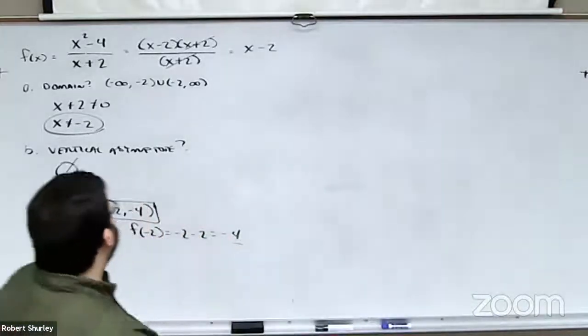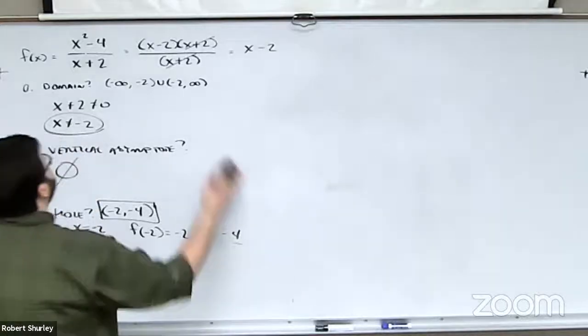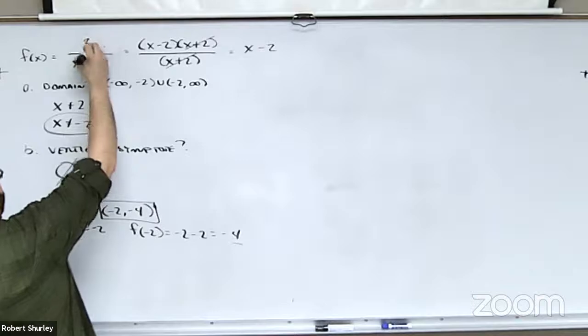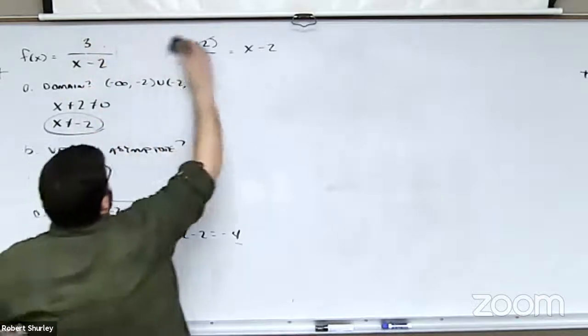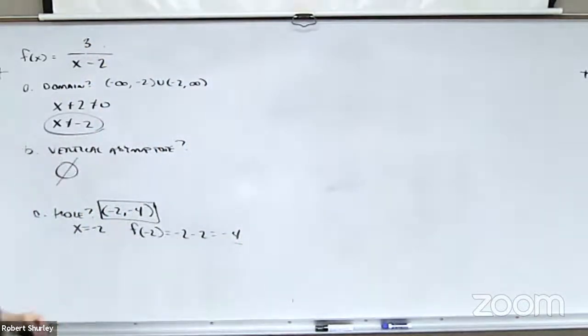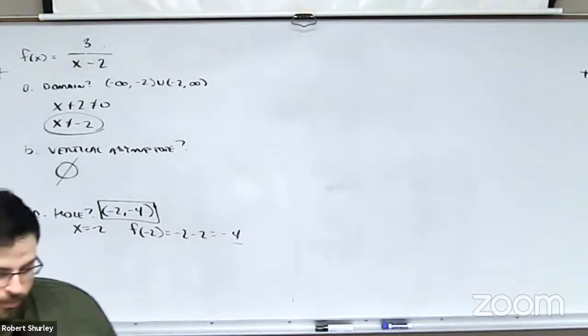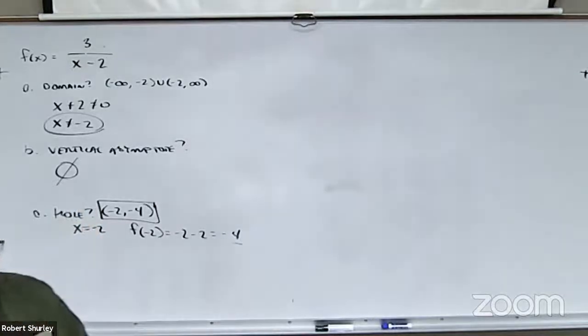Actually, if you go back to the example before, which looked like this, 3 over x minus 2, right? If you have two negatives, how can it be negative? Well, -2 minus 2 is -4. You're thinking of multiplying, Jeanette. Remember, if it's minus 2 minus 2, it's -4. Good question.